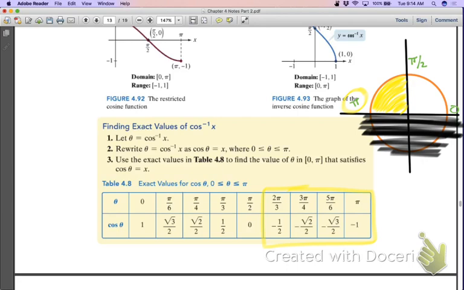So anything that's on that left side of my function is just going to be like 2 pi over 3. How did I get that? Well, I'm just going to take pi minus pi over 3. How did I get 3 pi over 4? Well, I took pi minus pi over 4. How did I get 5 pi over 6? I took pi minus pi over 6.